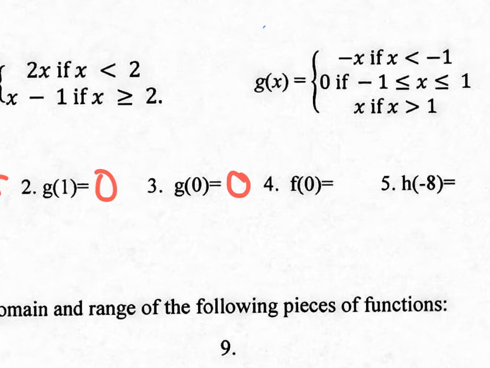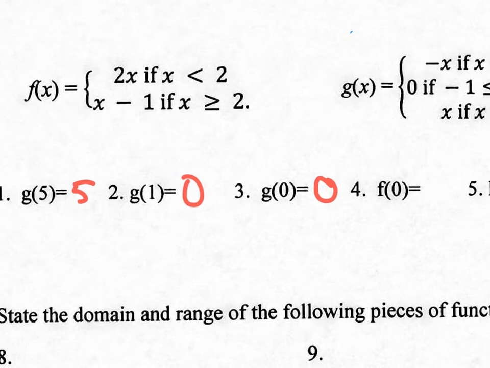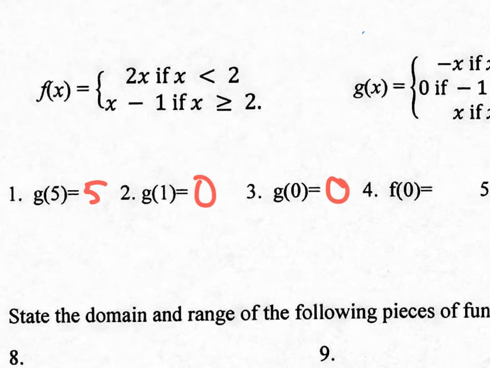f of 0. Okay, we're switching up functions. We're not on the g of x anymore. We're on f of x. And we want to plug in 0. Now, where do we plug in 0? Do we plug it into the top one or the bottom one? Is 0 less than 2? Is 0 greater than or equal to 2? No. So for sure you have to use the top one. Why? Because it tells you if your x value is less than 2, you're going to use the top one. If your x value is greater than or equal to 2, you're going to use the bottom one.